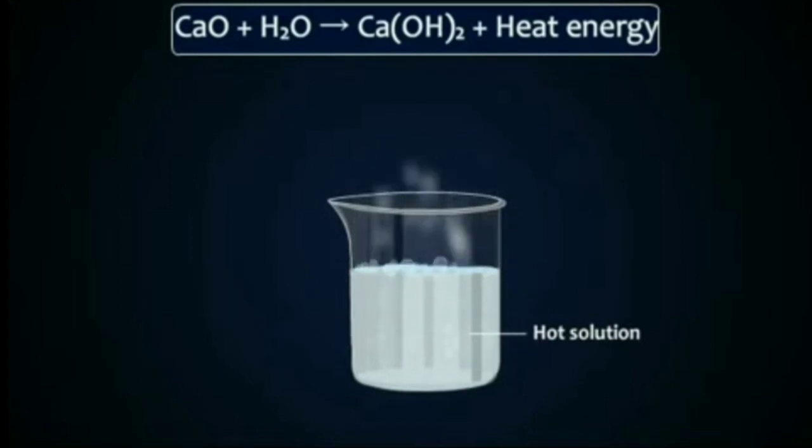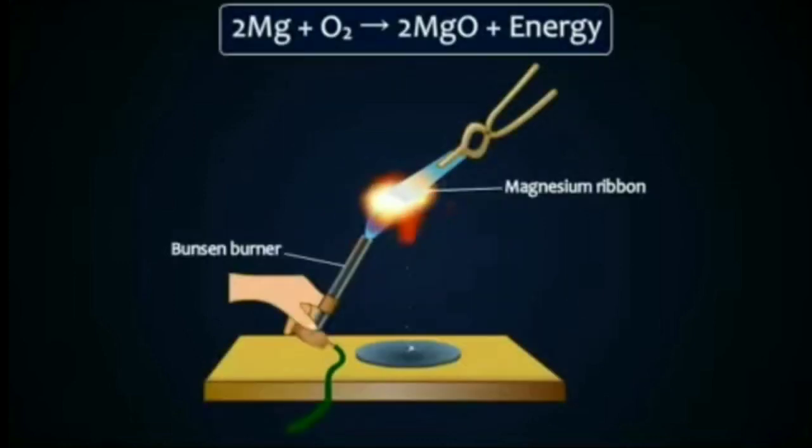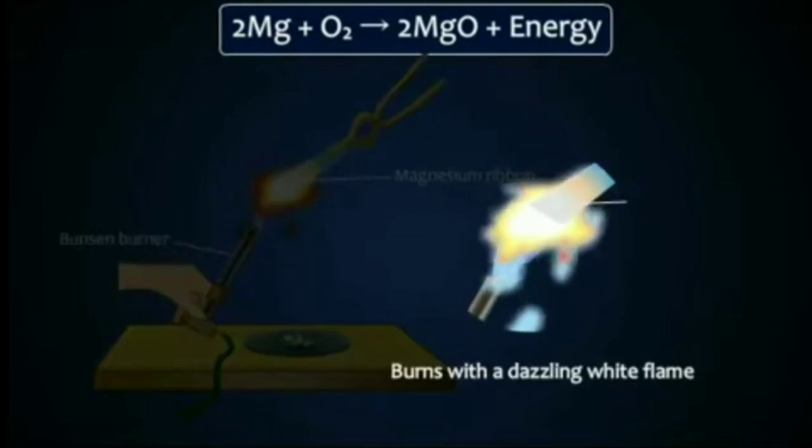And when a magnesium ribbon is heated in the flame of a Bunsen burner, it reacts with oxygen, catches fire, and burns with a dazzling white flame. It also produces heat, therefore, it is an exothermic reaction.